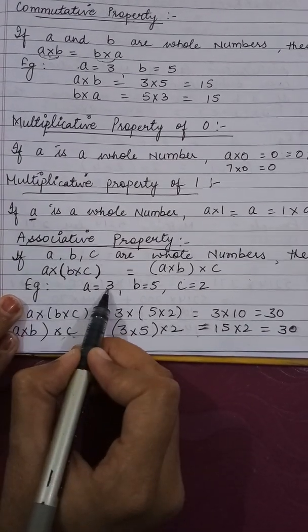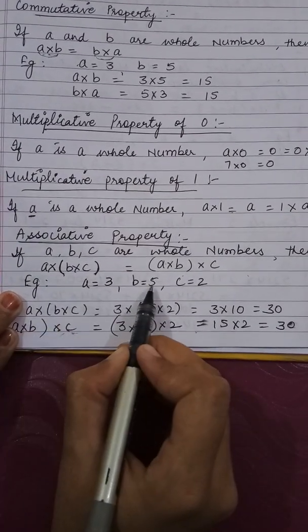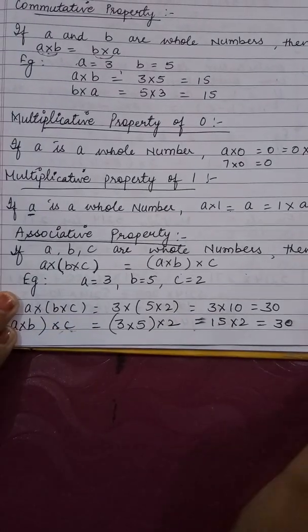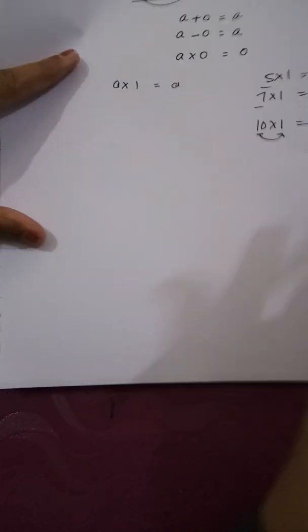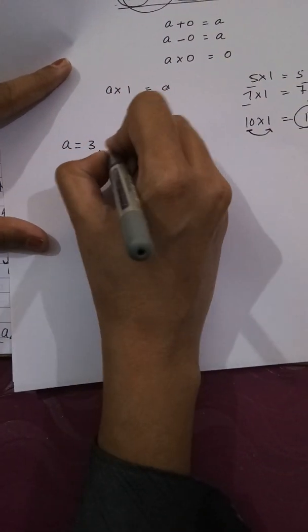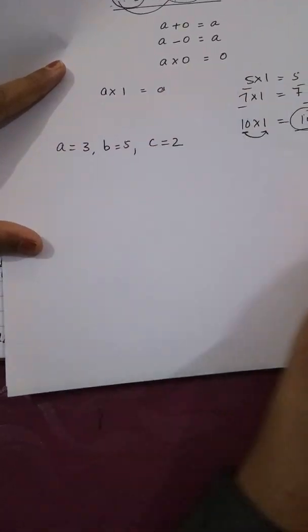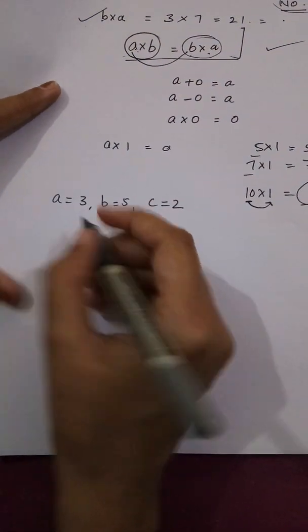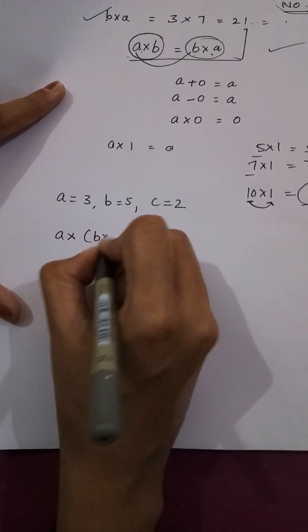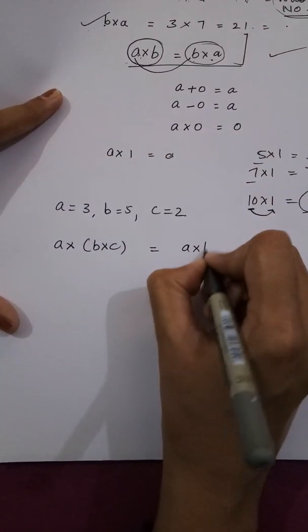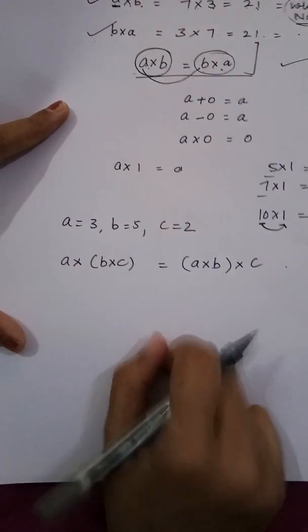Now instead of A I have taken the value 3, instead of B I am taking 5, and instead of C I am taking 2. Let us take A is 3, B is 5, C is 2. Now what is the associative property? Associative property is (A into B) into C is equals to A into (B into C). This is the associative property.